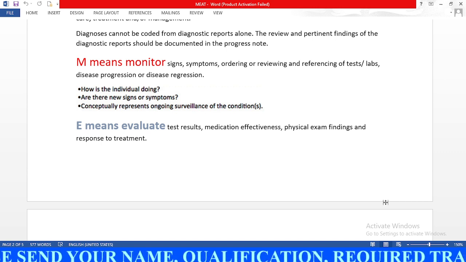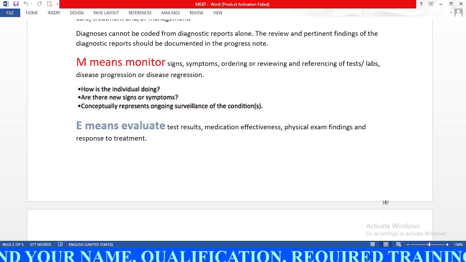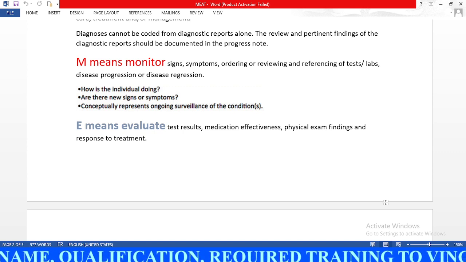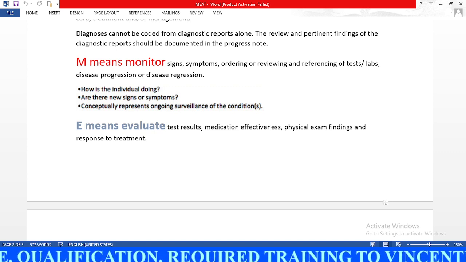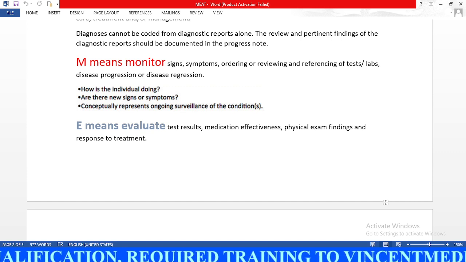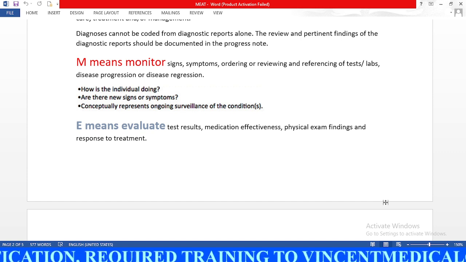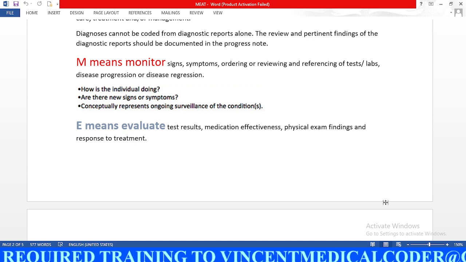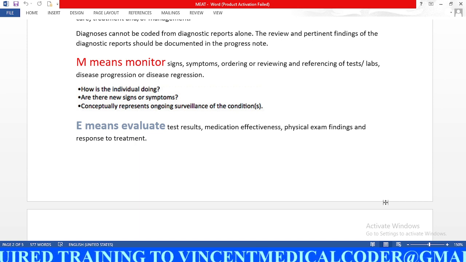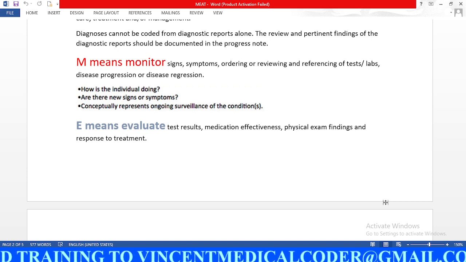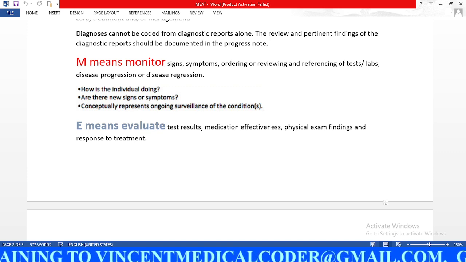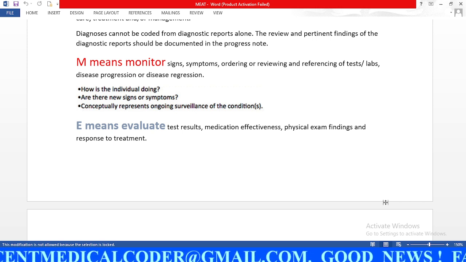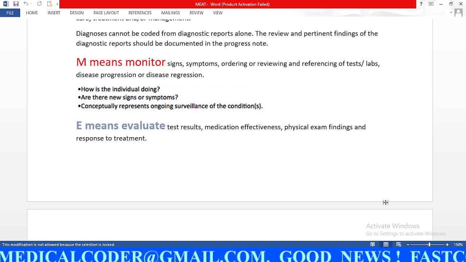Are there new signs or symptoms? We will check whether the patient's current symptoms or signs are new or old. Usually, monitoring conceptually represents ongoing surveillance of the condition. So monitor means we will monitor the condition the patient currently has, or if the patient has a chronic condition. In order to reduce the severity of the condition, we need to monitor.